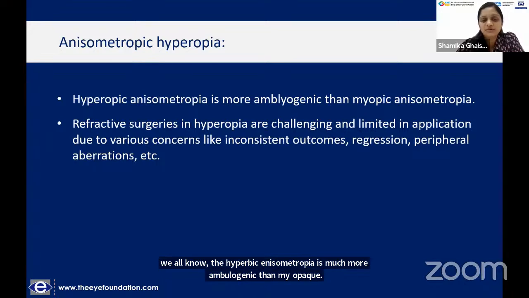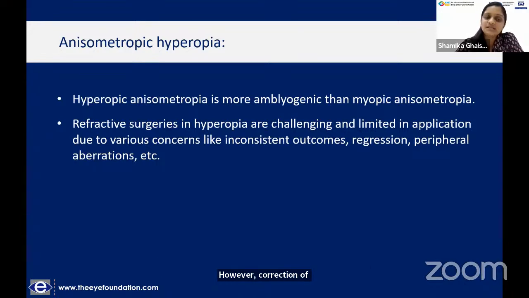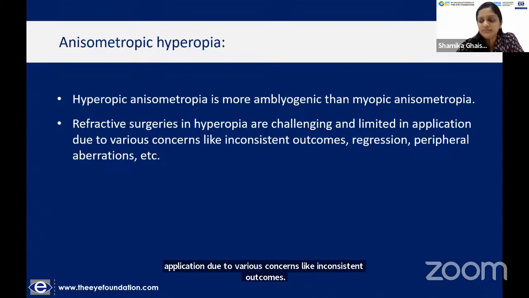Another concern is that, as we all know, hyperopic anisometropia is much more amblyogenic than myopic anisometropia. However, correction of hypermetropia by refractive surgery is challenging and is much limited in its application due to various concerns like inconsistent outcomes, regression, and peripheral abrasions.